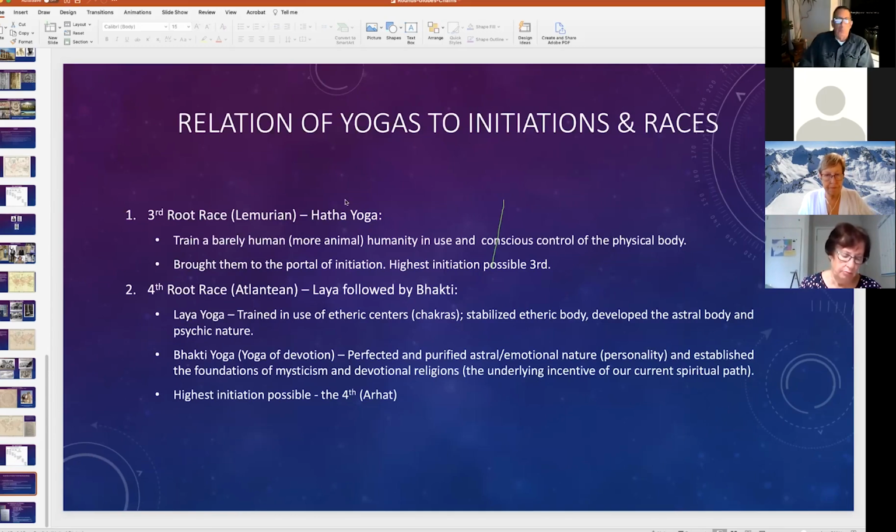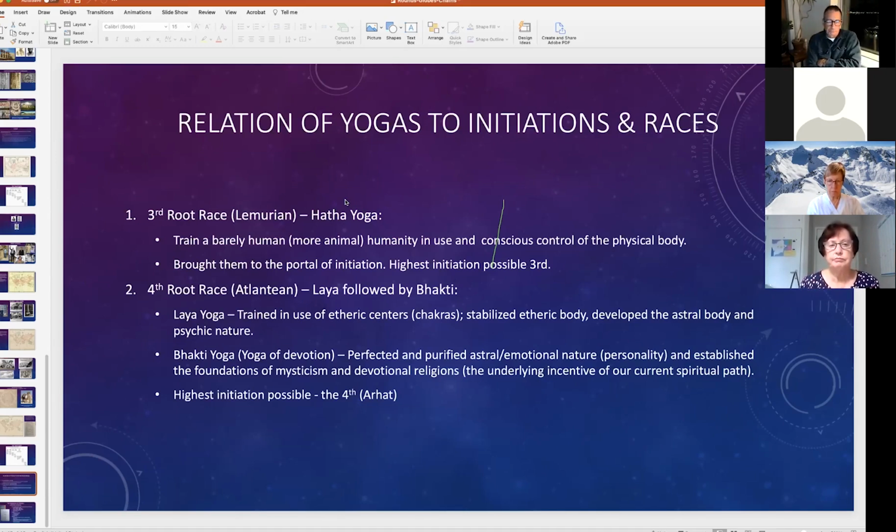So the last thing to understand is that the yogas apply to each of the root races, because in the final analysis, the root races have to do with the evolution of consciousness. With that whole scheme in mind of just how vast it is, it's all about the evolution of consciousness. So the yoga for the third root race was Hatha yoga, because they were becoming the first truly human race, and they had to literally learn how to control their bodies. The soul needed to learn how to take possession of the body, so they learned to consciously control the physical body.